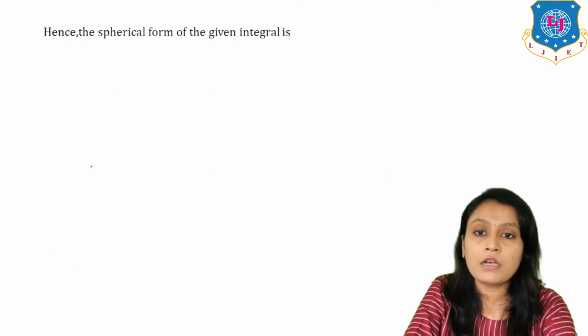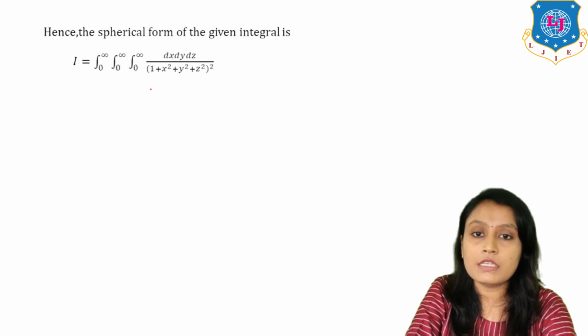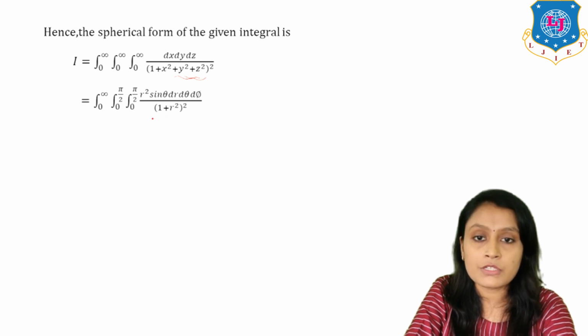Now the spherical form of this integral is given by, this is the question given, right? Triple integral 0 to infinity dx dy dz over (1 plus x square plus y square plus z square) whole square. Now we are converting this into spherical form. In place of dx dy dz we will write r square sin theta dr d theta d phi. And if you substitute the values of x, y, z, square and simplify, you will get r square, so here you will get (1 plus r square) whole square.